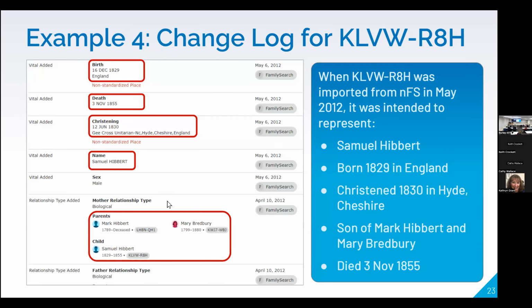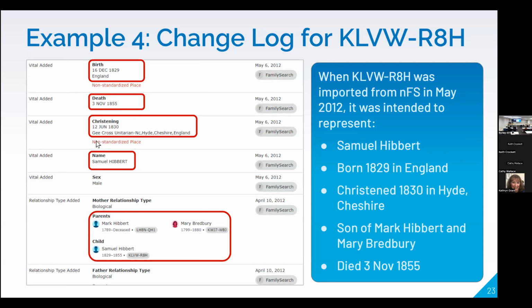The first thing I'm going to do is go into the survivor's changelog, R8H. When I scroll clear down to the bottom, this is what I find. His parents are Mark Hibbert and Mary Bradbury. His name was originally Samuel Hibbert, so that hasn't changed. That's good because sometimes I have found names that have changed, as when somebody merged two spouses of a person and they were different people, but I have no idea why they merged the two spouses together. So the guy would only have one wife, but he really had two different wives.